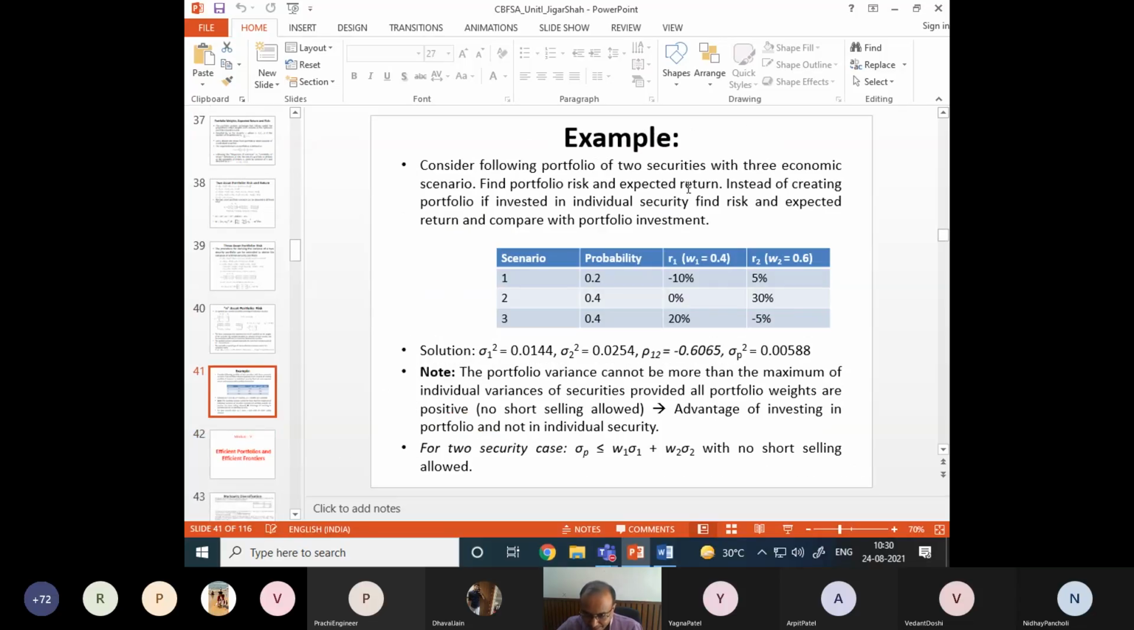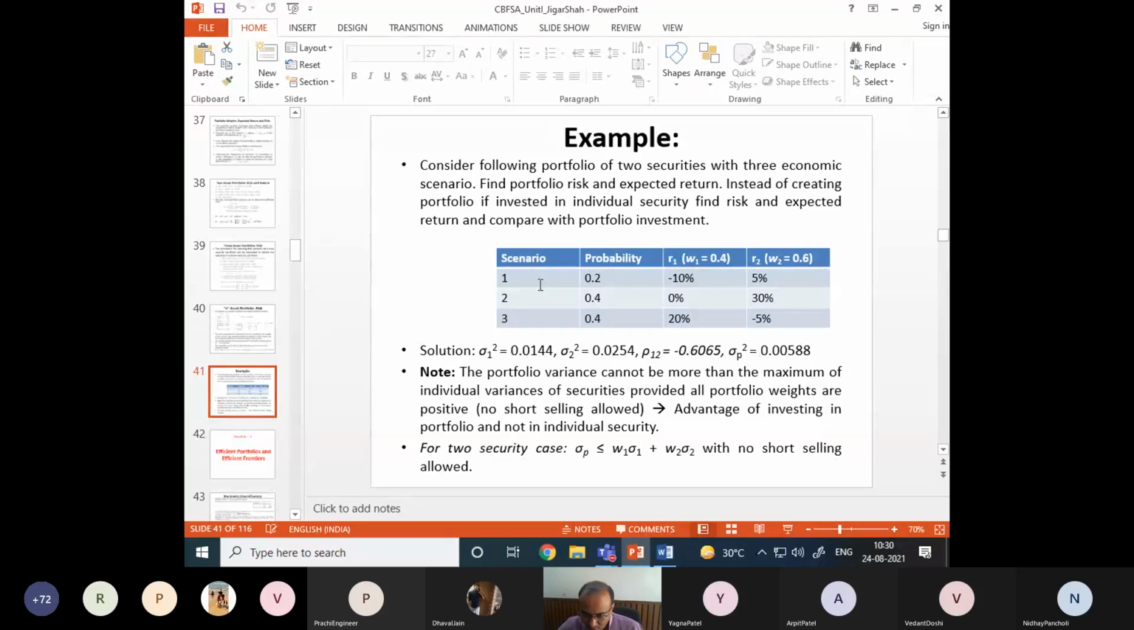And then I have one example which you have to solve. So after every topic, I will give you one example as an assignment. In every week, I will give you some programming as an assignment after explaining the MATLAB implementation. So here we have given two securities R1 and R2 with their expected returns in three different scenarios, say scenario 1, 2, 3 with probabilities 0.2, 0.4 and 0.4.